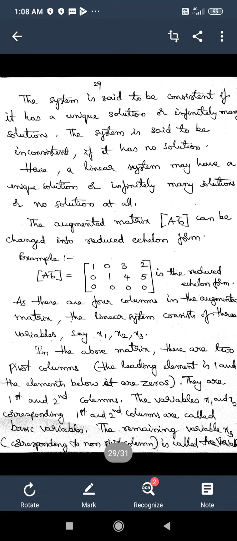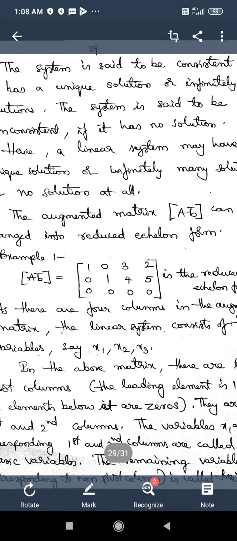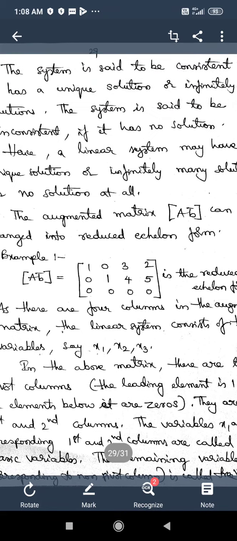If the augmented matrix [A|B] can be changed into reduced echelon form, then we can say by a theorem whether the system is consistent or inconsistent. We will see that later. Before that, let us take an example.